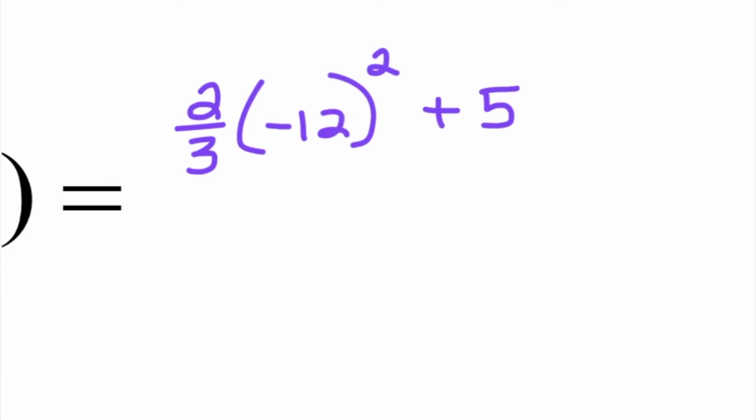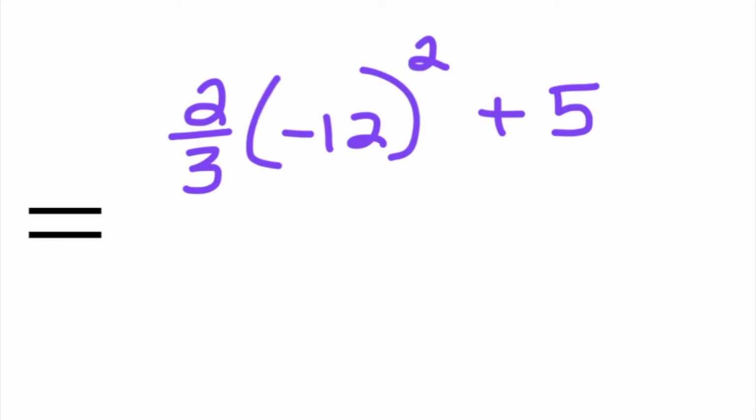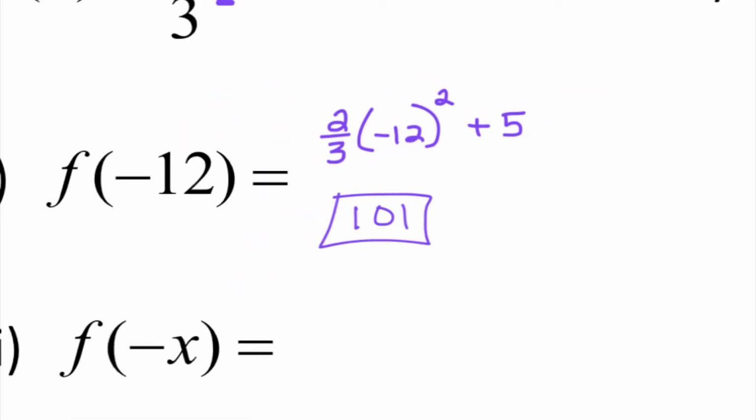Anyway, so type this all into your Desmos or do it by hand. -12 squared is positive 144. Divide by 3, multiply by 2, and then add 5. Excuse me, and you should get 101 for the first one.